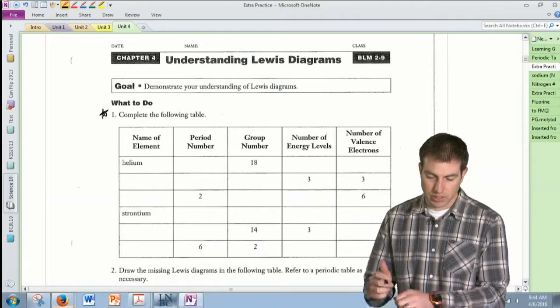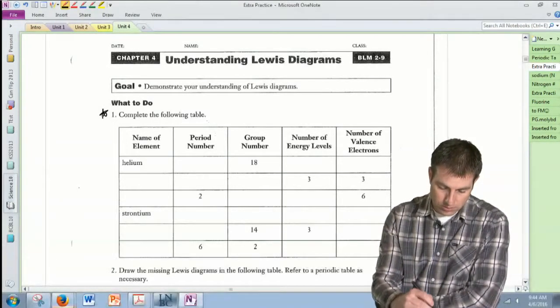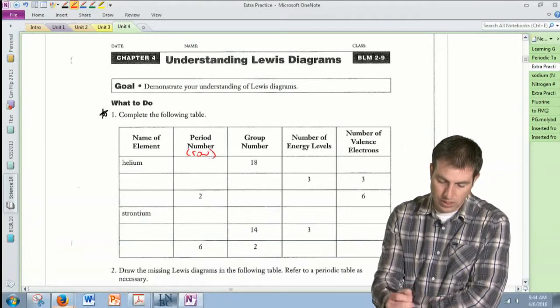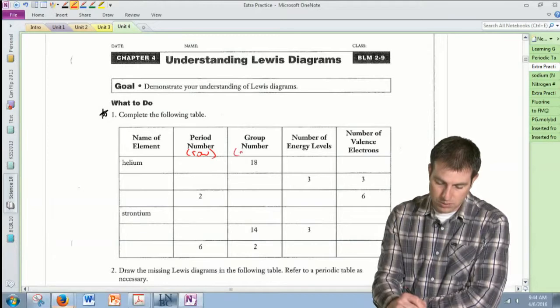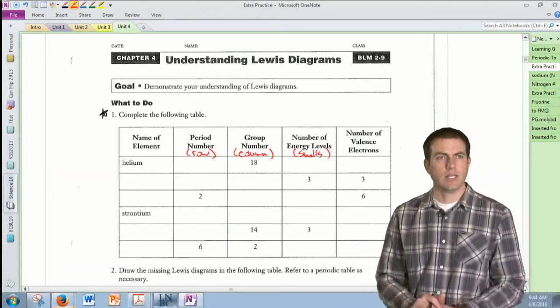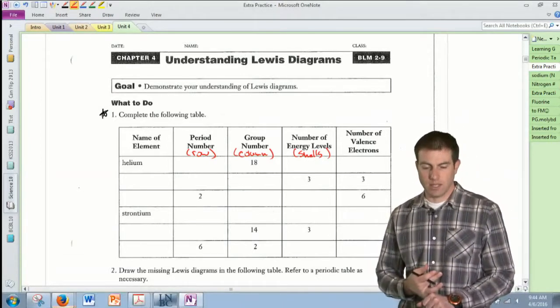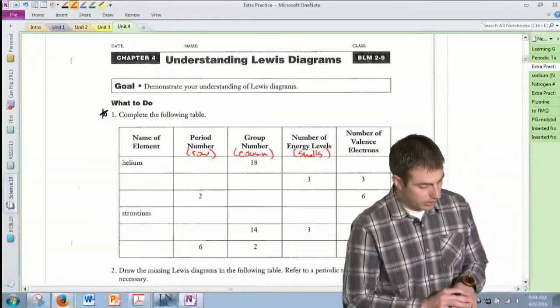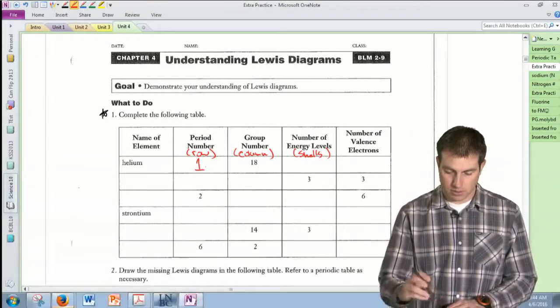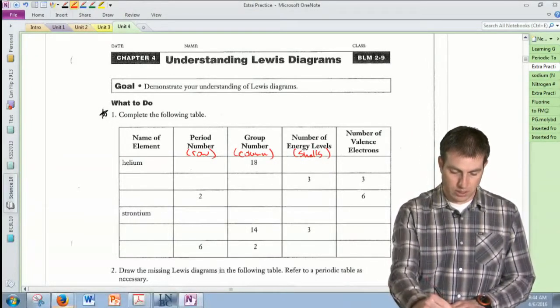So the period number is the row. I guess I could put that in here. Period is the same thing as row, and group is column. And energy level is shells, and valence electrons, you guys know what those are. So it's a bit tricky. Helium, that is in the first row. It's in the last column, or column 18.